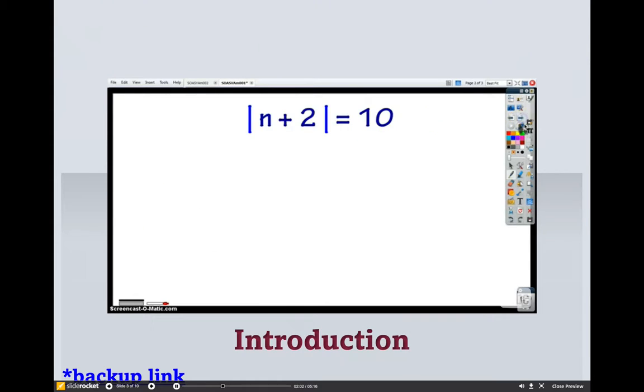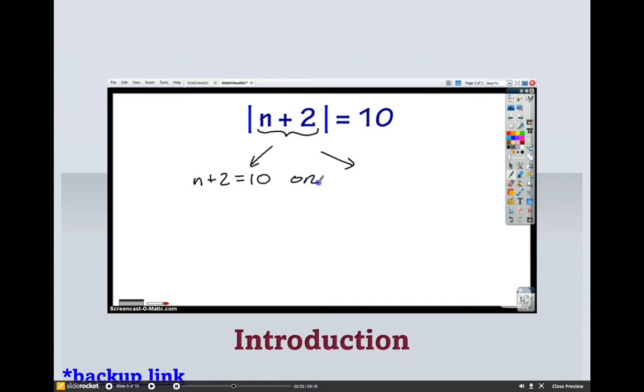Alright, so let's take a look at another example, slightly more complicated. Absolute value of n plus 2 equals 10. Well, again, we want to think to ourselves, what do I need all this to change into so that when I take the absolute value of it, I get 10 as an answer? Well, of course, one possibility is just 10. I could have it so that n plus 2 will eventually turn into a 10 for me. So that this becomes 10, I take the absolute value of it, and I get 10.